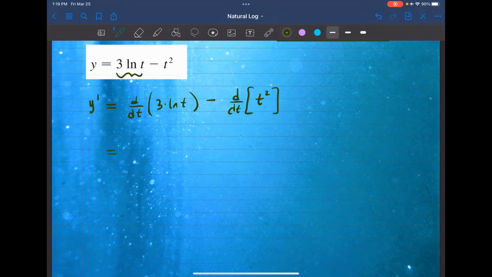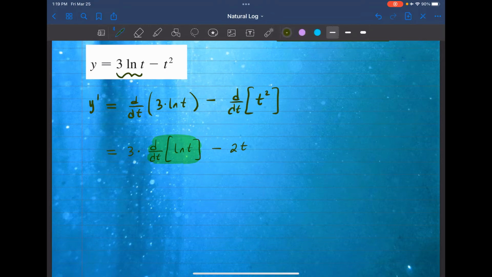So this is equal to, now here we know that this constant can be pulled outside the d over dt, so this is simply 3 times the derivative of the function ln of t. And here you can start differentiating that, or just keep rewriting in derivative notation. But I'm going to go ahead and differentiate using power rule. I get 2t. Well, now the question is, what's the derivative of this? And that will finish our problem.